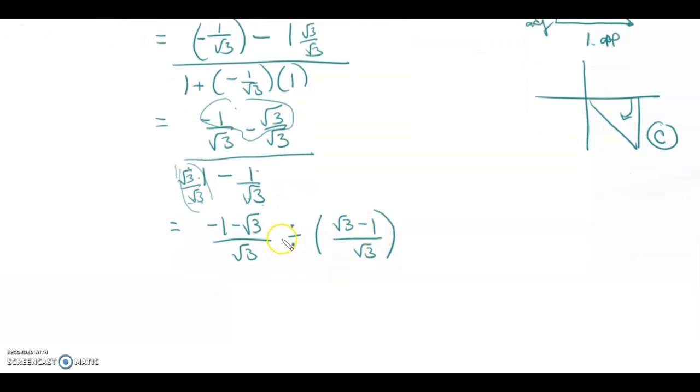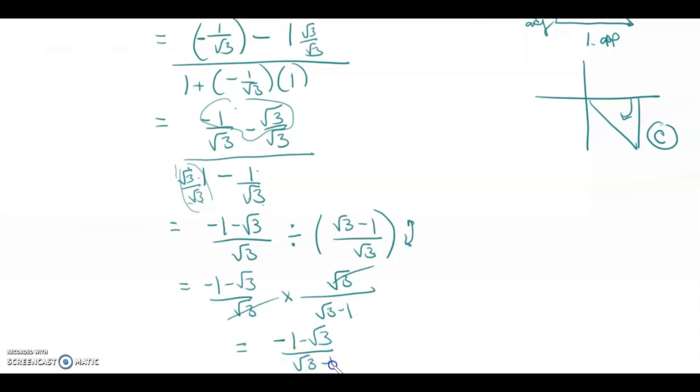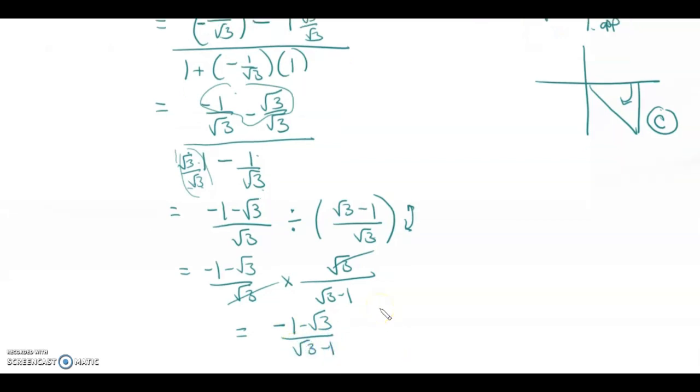And because that's divided, we can go ahead and multiply by the reciprocal. So the reciprocal, the root 3 comes to the top, and the root 3 minus 1 goes to the bottom. Those two can cancel because they're divided, and we're left with negative 1 minus root 3 over root 3 minus 1. And we can leave it like that. That's fine. You could exchange these, negative 1 minus root 3 over negative 1 plus root 3. You can also write it like that just for continuity and consistency.